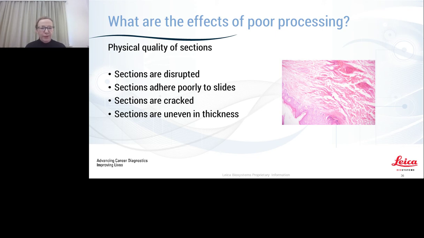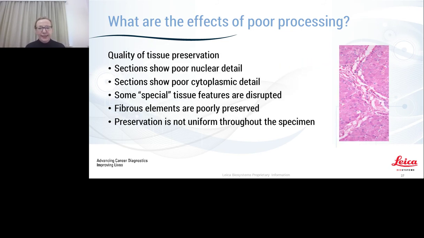We talked about the macro effects. So physical quality of the sections, you may see that the sections are disrupted, that they adhere poorly to the slides, that they're cracked, or that they're uneven in thickness. The quality of tissue preservation: sections can show poor nuclear detail. They might show poor cytoplasmic detail. Some special tissue features can be disrupted. Fibrous elements may be poorly preserved, or preservation is not uniform throughout the specimen.